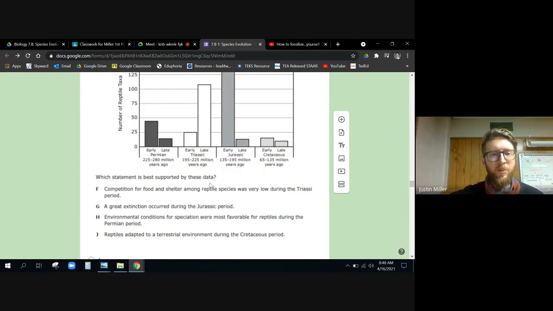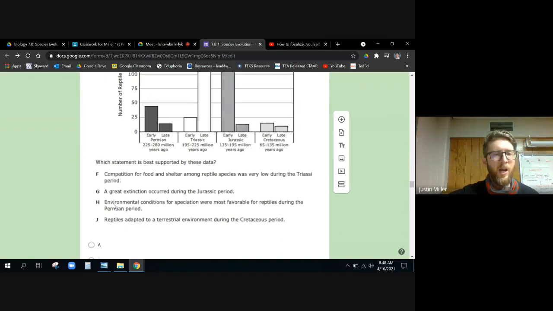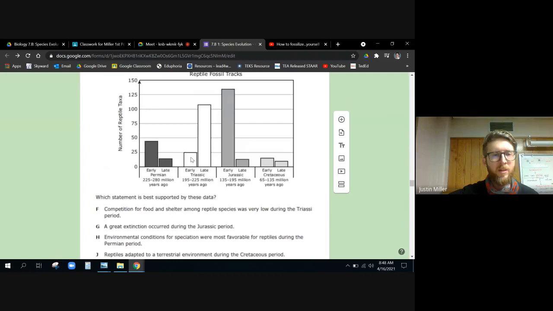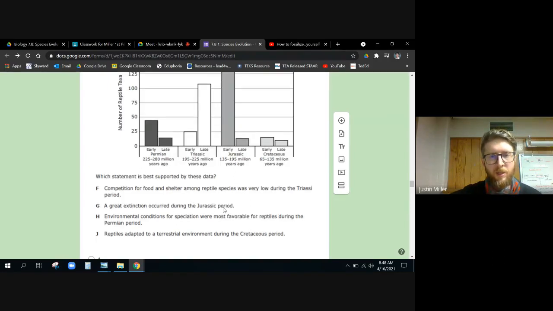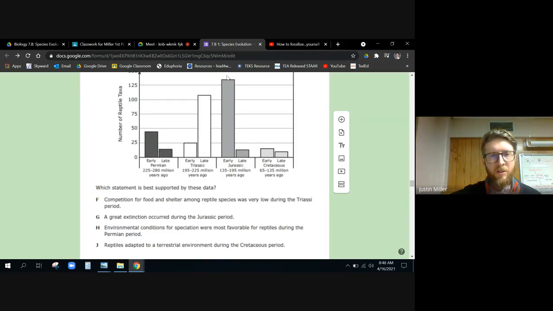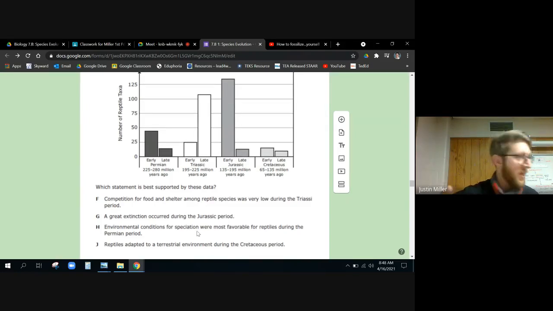So what statement is best supported by the data? Competition for food and shelter was very low during the Triassic period. Well, we can't tell that from the graph, okay? In the Triassic period, the numbers go from low to high, but we don't know if there was low competition. We don't know. A great extinction occurred during the Jurassic period. Yeah, obviously, right? Early to late Jurassic period, somewhere in the middle, we went from a lot down to very few. That's the asteroid. That's what happened.